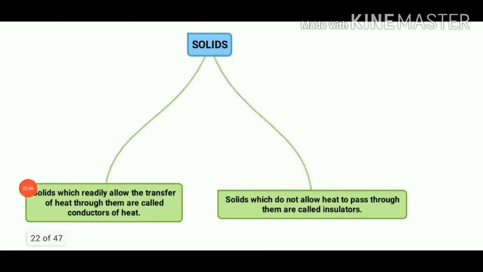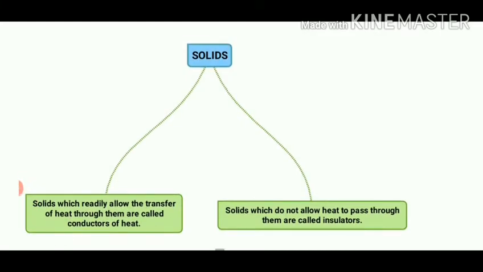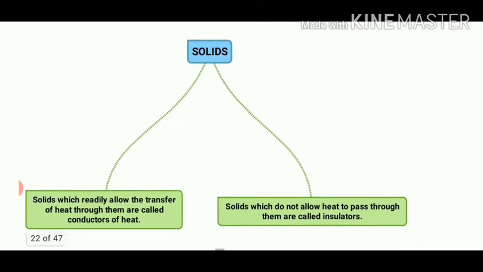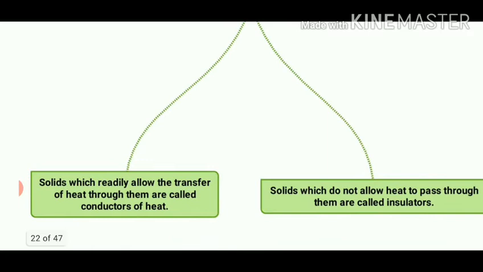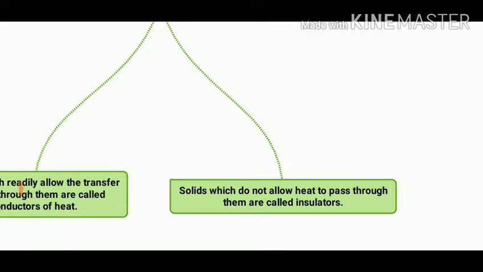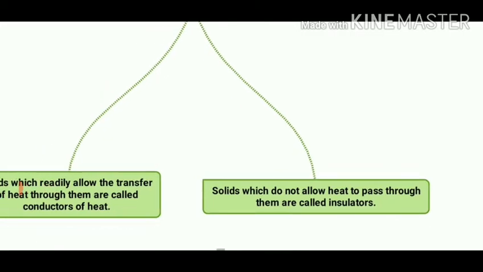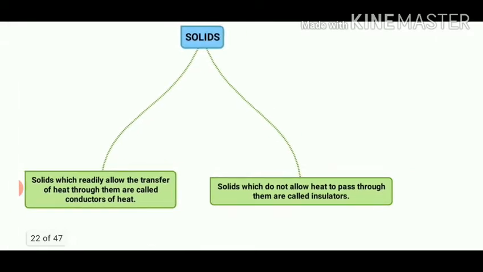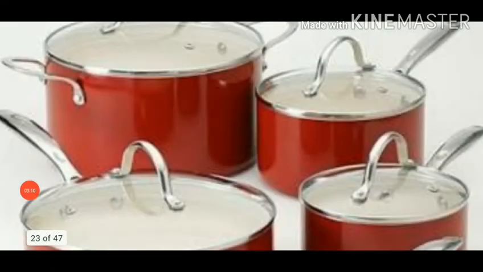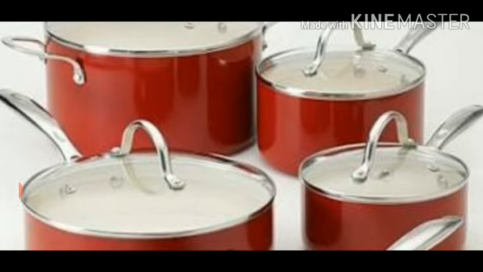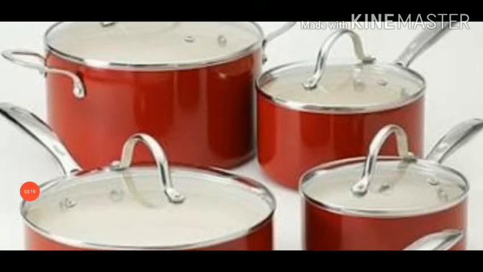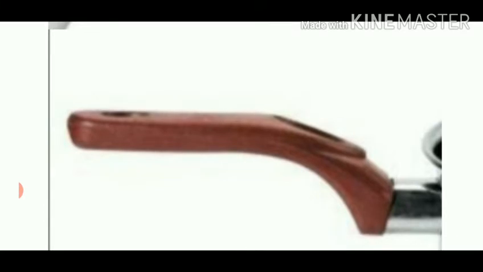You know that conduction is a mode of heat transfer in solids. Solids which readily allow the transfer of heat through them are called conductors of heat, and the solids which do not allow heat to pass through them are called non-conductors of heat. Now let us study a few examples related to this. Metals such as aluminium and copper are used to make cooking vessels because they conduct heat quickly, while the handles of cooking utensils are made of plastic or wood because they are insulators of heat.